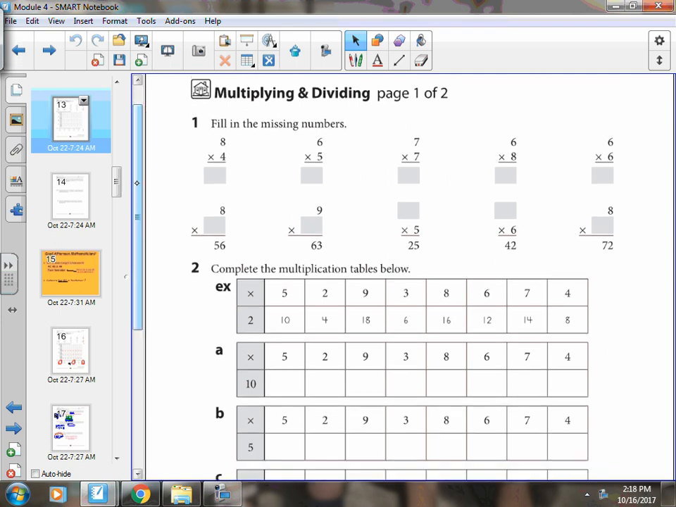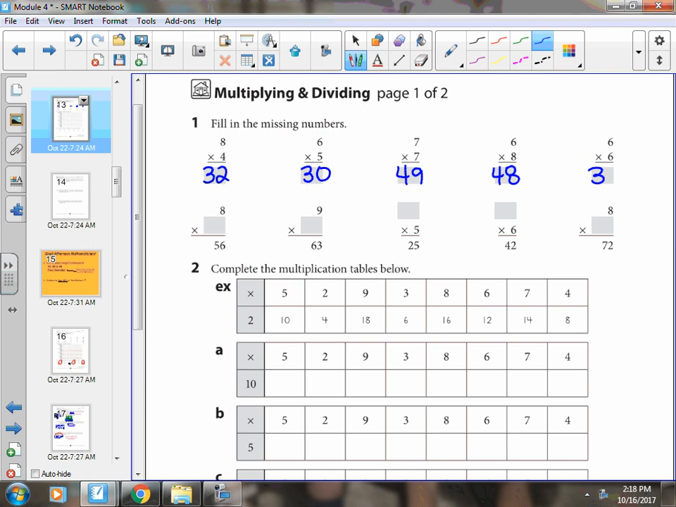Number 1, fill in missing numbers. 8 times 4 is 32, 6 times 5 is 30, 7 times 7 is 49, 6 times 8 is 48, 6 times 6 is 36. Second row, 8 times 7 is 56, 9 times 7 is 63, 5 times 5 is 25, 7 times 6 is 42, 8 times 9 is 72.